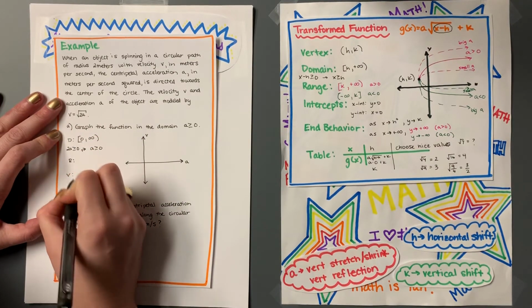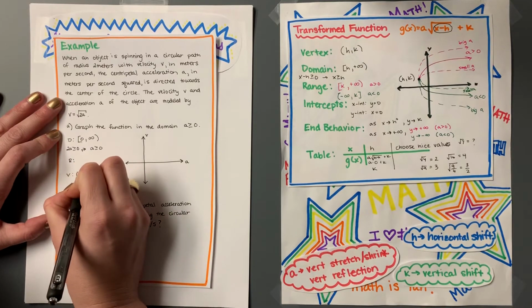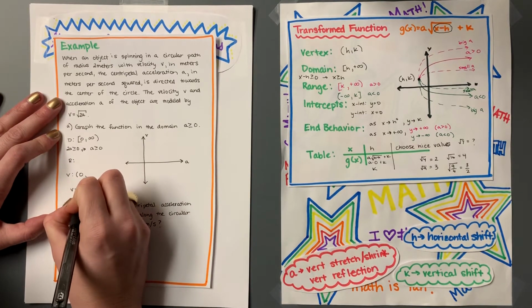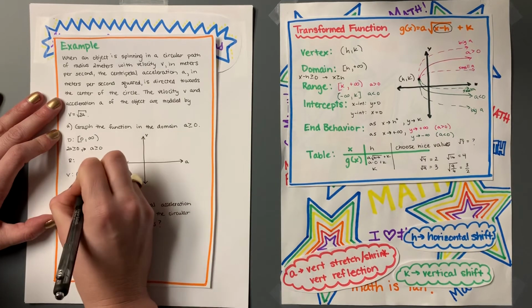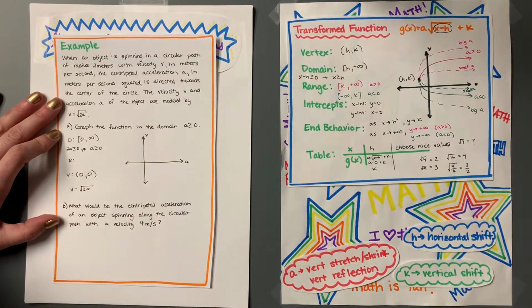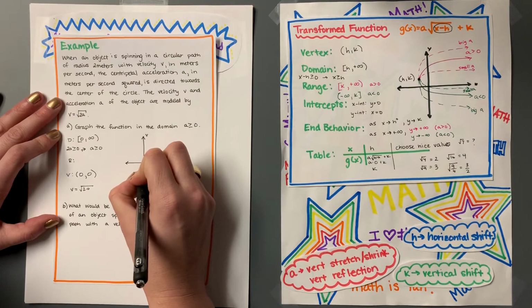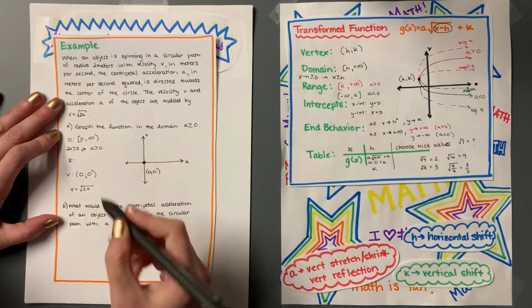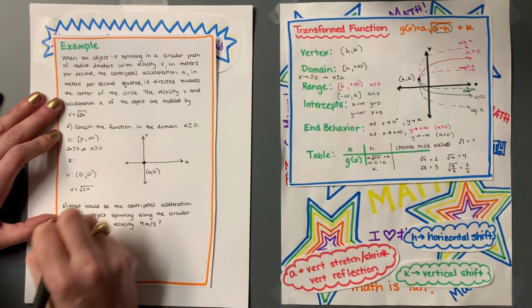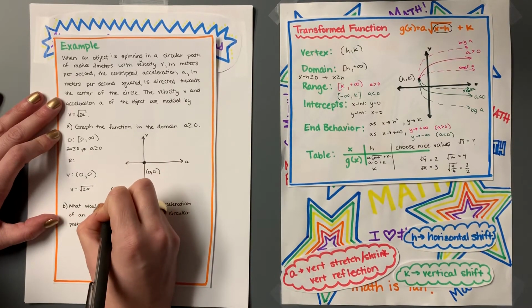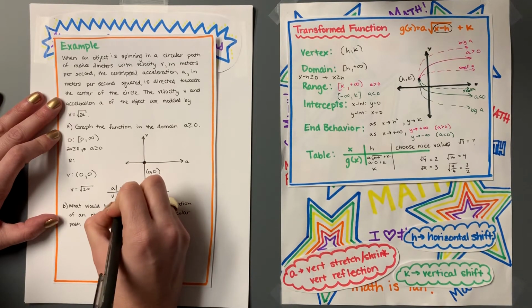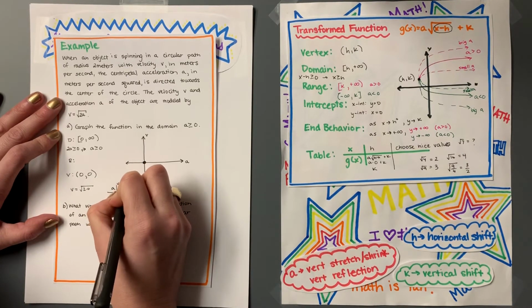So my vertex is going to be at a equals 0. And if I plug 0 in, v is equal to the square root of 2 times 0. This is also 0 for my vertex. And then I'm going to plug in some nice values. So I have a and v. So I have (0, 0). This is my vertex.